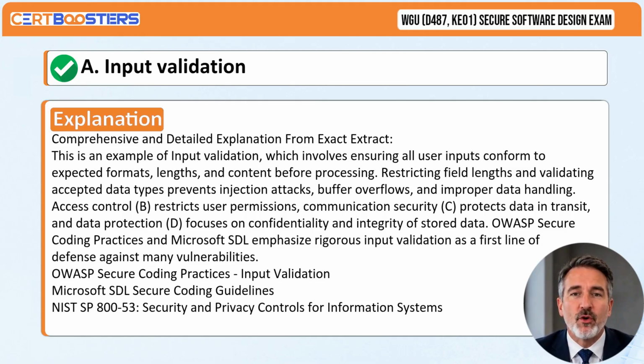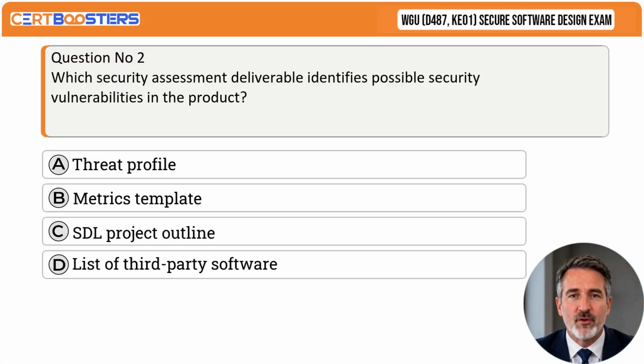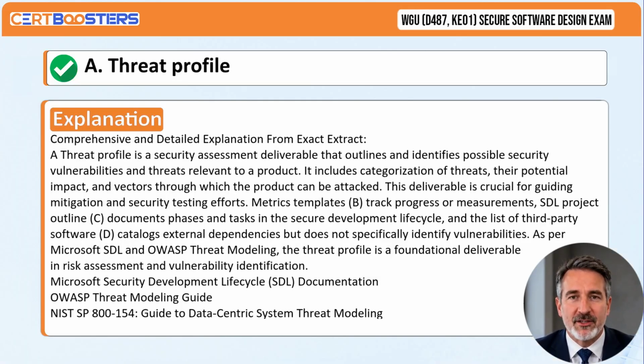References: OWASP Secure Coding Practices, Input Validation; Microsoft SDL Secure Coding Guidelines; NIST SP 800-53, Security and Privacy Controls for Information Systems. Question No. 2. Which security assessment deliverable identifies possible security vulnerabilities in the product? A. Threat profile. B. Metrics template. C. SDL project outline. D. List of third-party software. Correct answer: A.